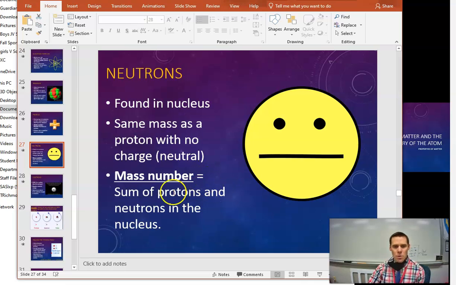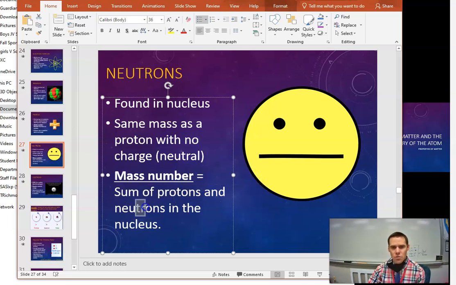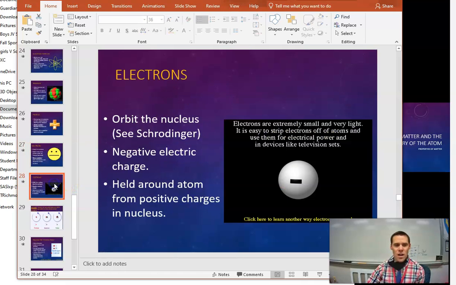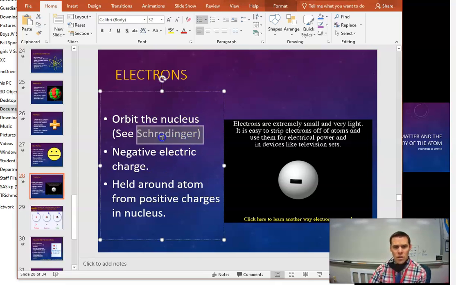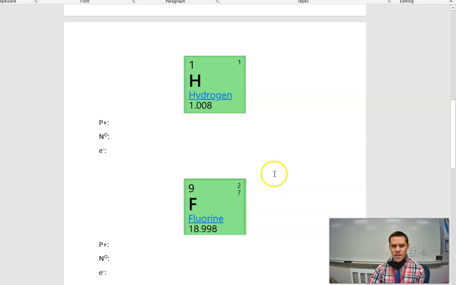To get the total mass number, we want to add up the sum of protons plus neutrons to get our mass number. Electrons we don't really consider to have much mass. They do have some, but when we are calculating the total mass, we don't consider electrons to be a part of this equation. They are negatively charged. They're not inside the nucleus. They're held together by the opposite attraction between the positively charged protons and the negatively charged electrons, and they're held together in some different energy clouds. We're going to talk about Schrodinger's theory of the atomic model in class. So those are the three subatomic particles that I want you to understand.